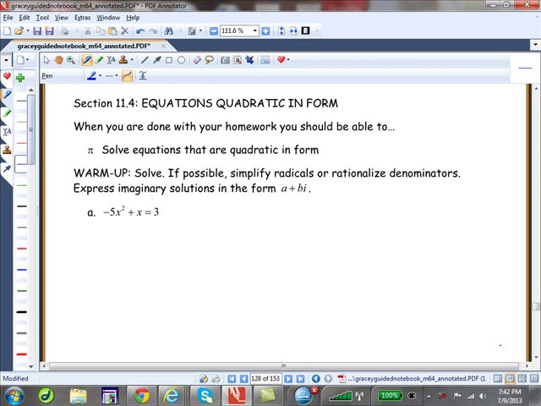Okay, here we go. Why don't you go ahead and warm up? We're going to practice solving equations and simplifying radicals or rationalizing denominators if you come across those situations. So pause the movie and warm up. Good luck.